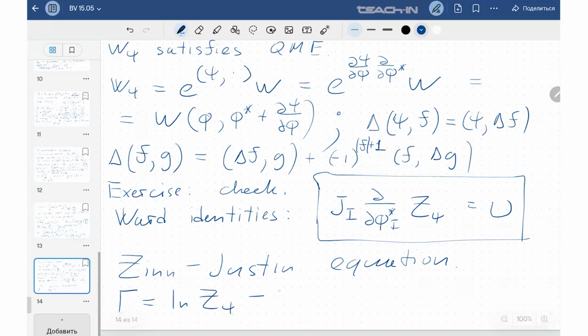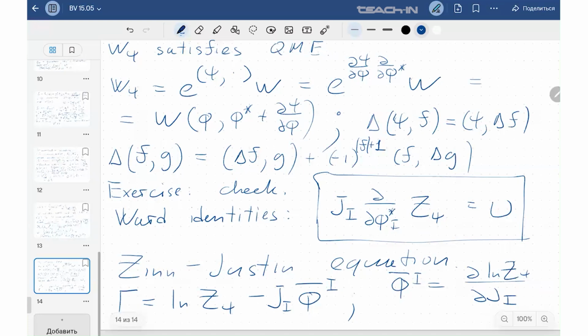minus J_i phi bar^i, where we introduced new variables, phi bar^i, as d logarithm Z over dJ_i. So what I'm doing now is just a Legendre transform.